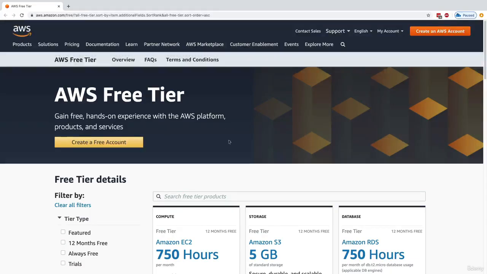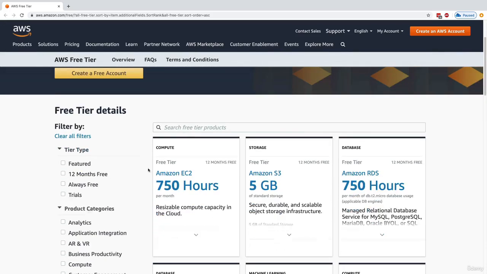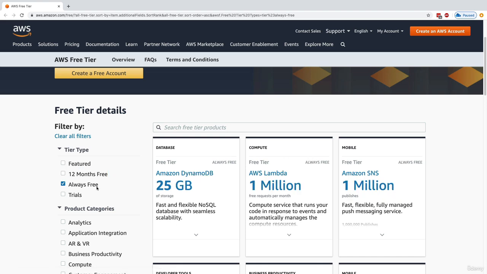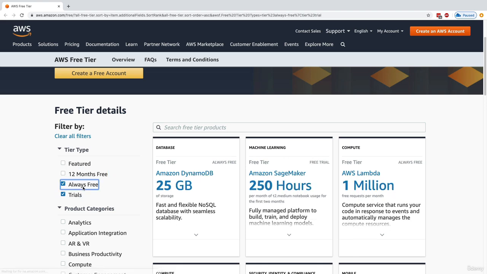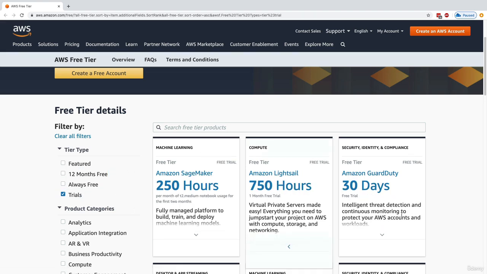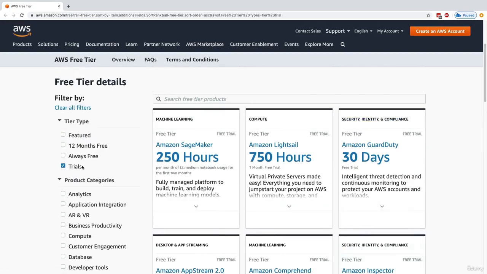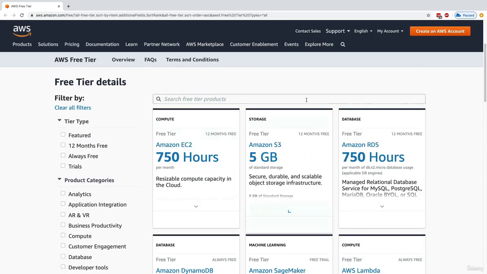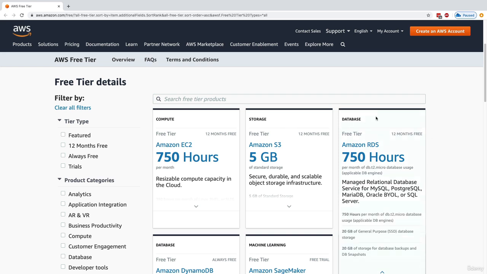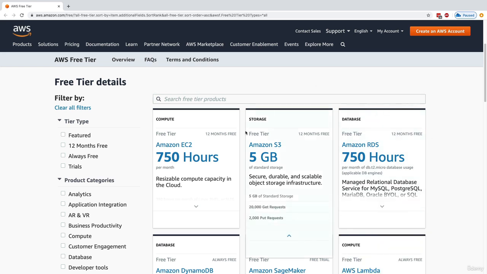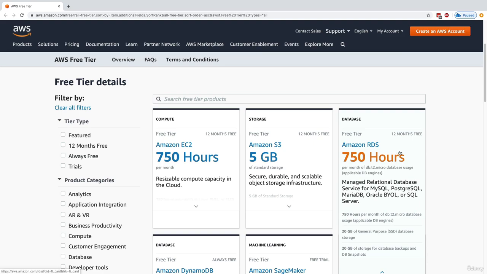Okay, so we have the free tier here, and we can see that there are kinds of free tier. There is featured, there is 12 months free, which is when you start a new account. There is always free, which is going to be free even after 12 months. And trials, for example, the 30-day trials for GuardDuty, for SageMaker, Inspector, and so on. So here, I think it's really helpful for you to have a look at it and to see what is free. I think the most important ones are going to be Amazon EC2, Amazon S3, Amazon RDS, and so on.